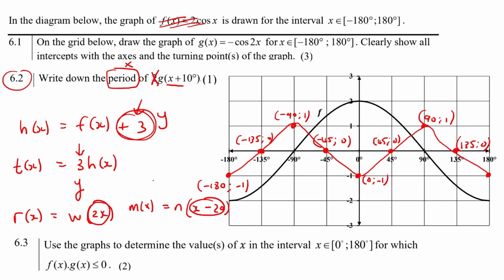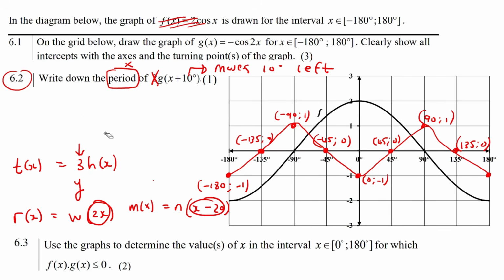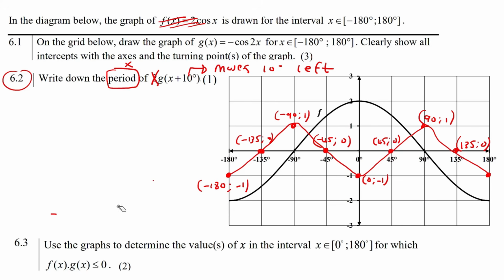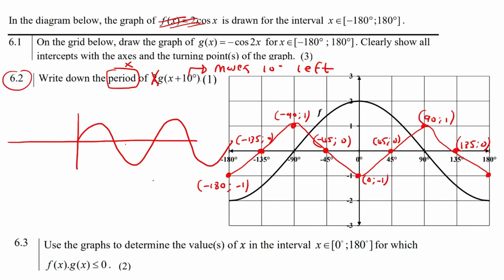Okay, now what does this do to a graph? Well, what that does to a graph is it moves it 10 degrees left. So by moving a graph left or right, that doesn't affect the period. Remember, period tells us how long the graph takes to make one repetition. For example, if I have a graph like this, and I know that this is 360, then I can see this graph is repeating one cycle in 360. So here you would say period is 360.